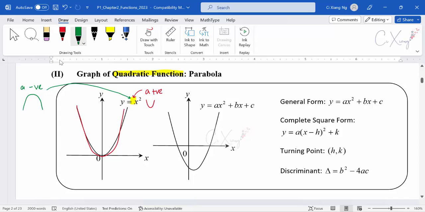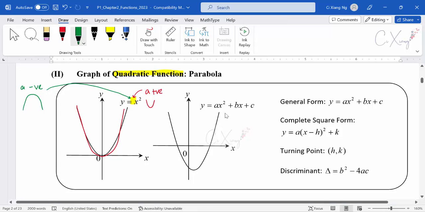When we have ax squared plus bx plus c, the x-intercept and y-intercept will have certain values, which we need to investigate further to know the coordinates of the x-intercept and y-intercept, or maybe the maximum or minimum point. But in general, the quadratic function has either a U shape or an N shape. You can see that the basic equation y equals x squared is actually a U shape.